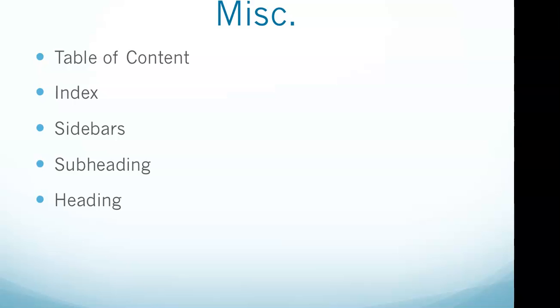And then also we have subheading and heading. The heading is the title or topic of a document, chapter, etc. A subheading is also a type of heading, but it is a heading under which each of the main divisions of a subject may be subdivided. And so those are those 5.